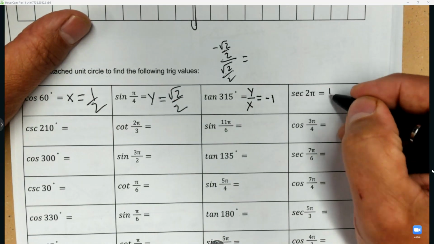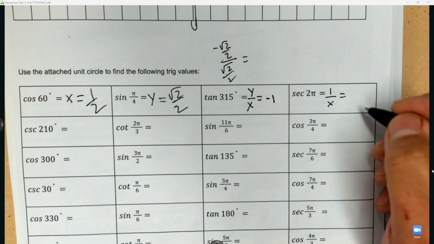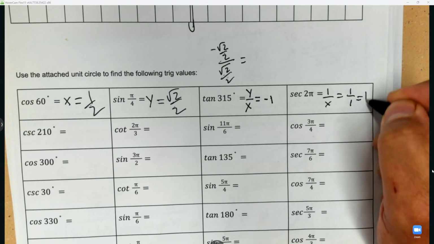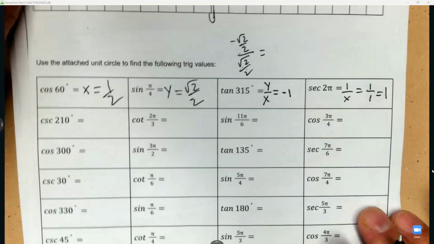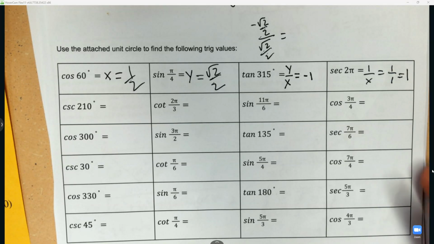All right, secant 2 pi, that's 1 over x. Look on your unit circle, where's 2 pi? The x value there is 1, so 1 divided by 1, and you have your answer. So again, press pause and see how many you can fill in, then press play to see if you did it right.